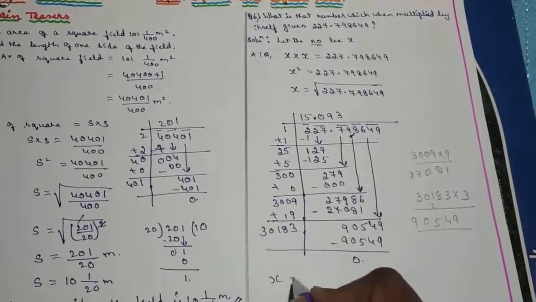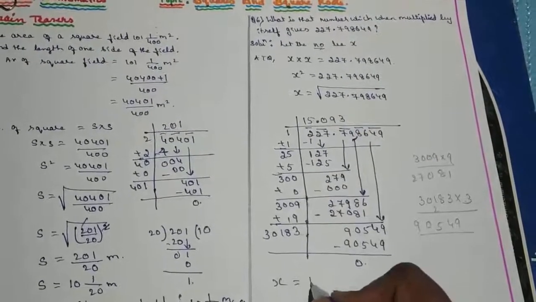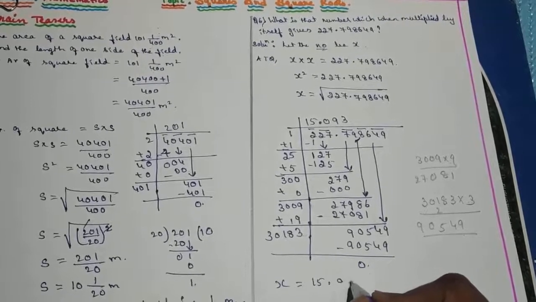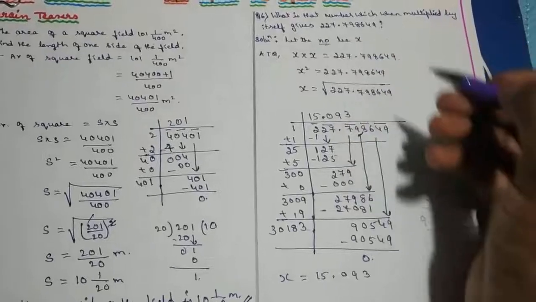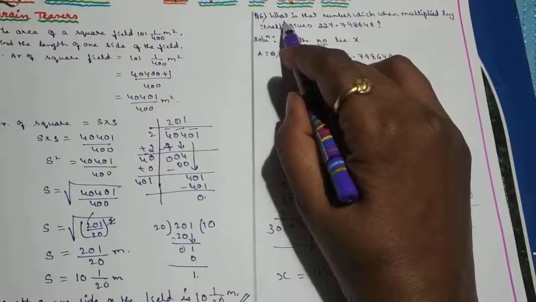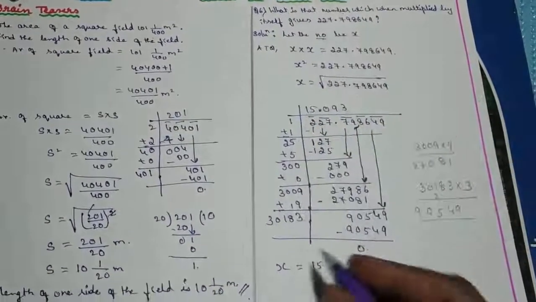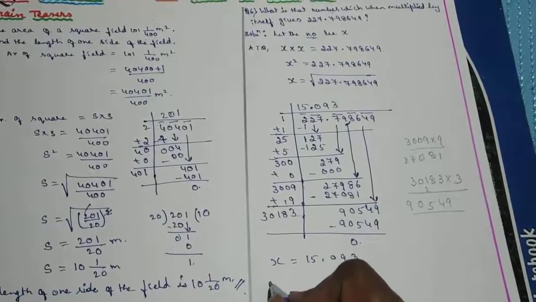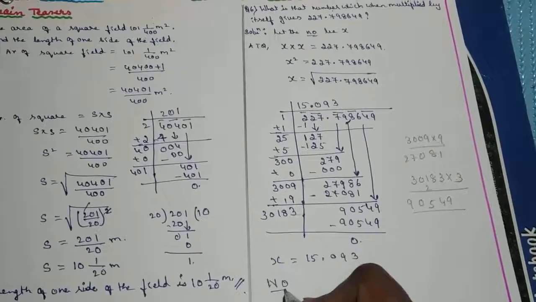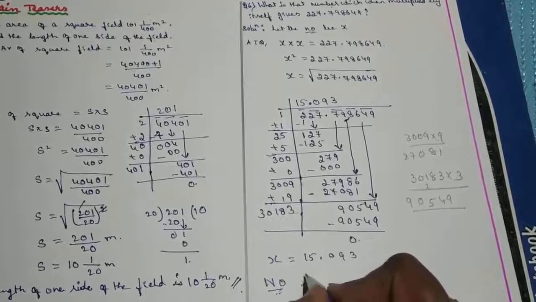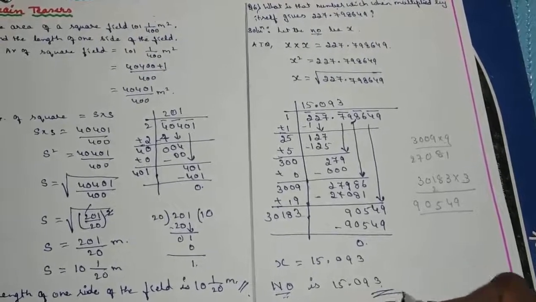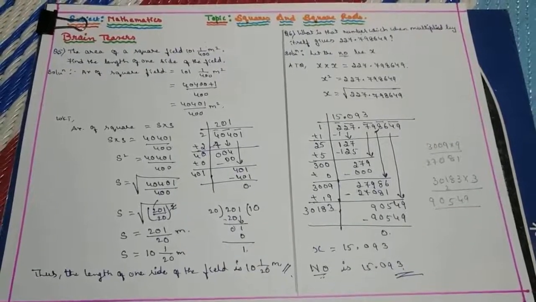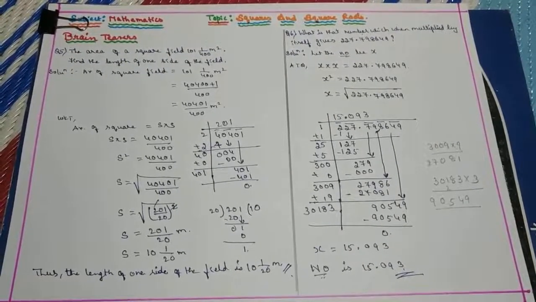Therefore the value of x is whatever we got in the quotient, 15.093. What is x according to our assumption? It's nothing but a number. And what is asked in the question? Find that number, right? What is that number? So the number is 15.093. Hope that is clear, children. Let me move to the 7th question.